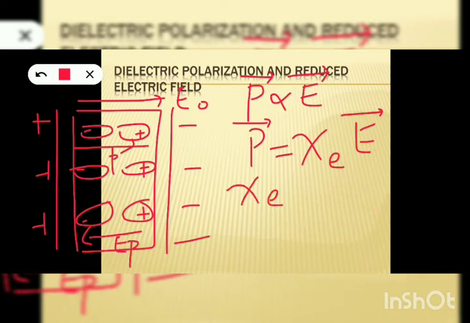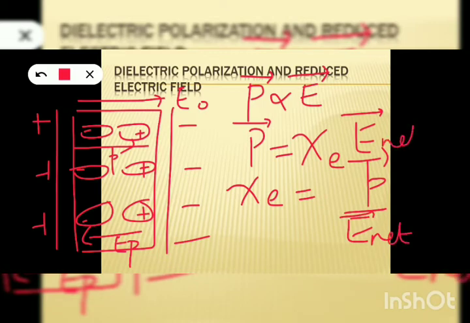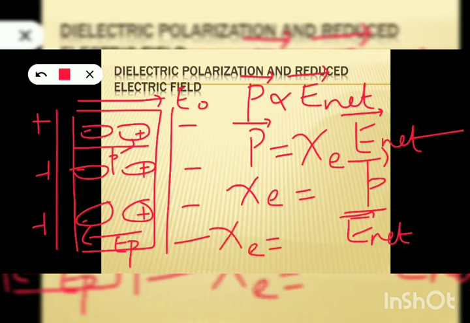Then what is chi E from this expression? From this expression, chi E is equal to dipole moment P by E. And this E is the net electric field. It is not the external electric field, it is our net electric field. And if E net is equal to 1, what will be chi E? Chi E will be equal to dipole moment P.